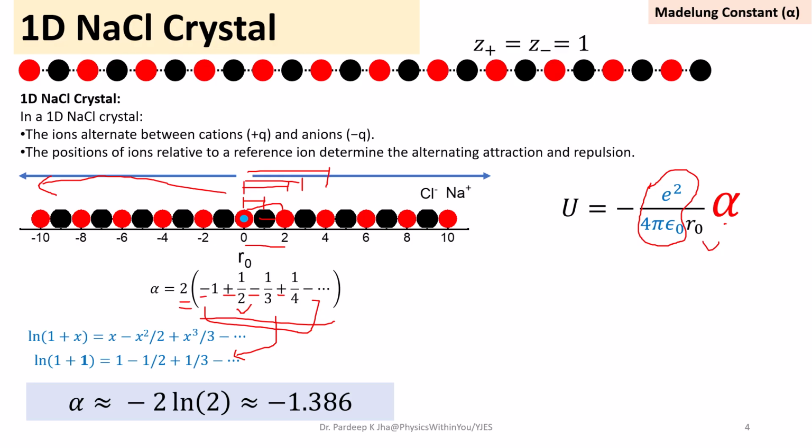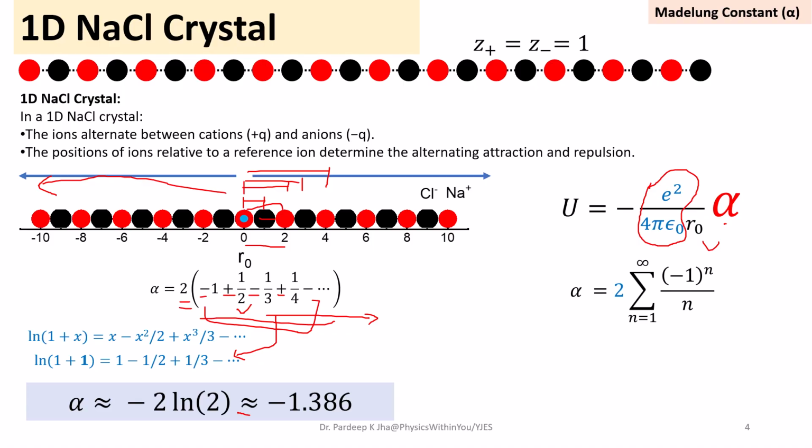The value of that is about 1.386. This is an approximation, because this is a series which converges somewhere, so it always gives an approximate value. So what is alpha for the 1D NaCl crystal? It is 1.386, right? It is different from 2D and 3D, where it is slightly higher. It's a minus 1.386.